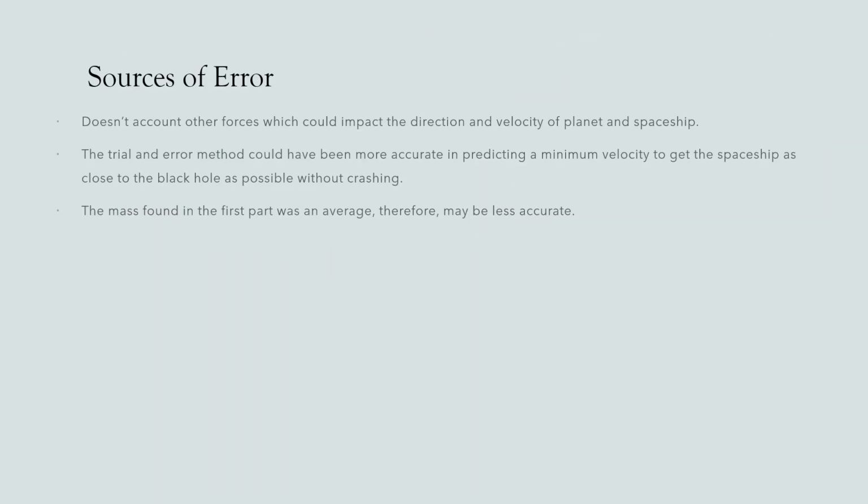So a couple of sources of error in these computational models included that it doesn't account for other forces which could impact the direction and velocity of the planet and spaceship, so in reality it may be a little off, and also the trial and error method could have been more accurate in predicting the minimum velocity to get the spaceship as close to the black hole as possible without crashing. In addition, the mass found in the first part was an average, therefore it may be less accurate and affect the results of the second part of the lab.